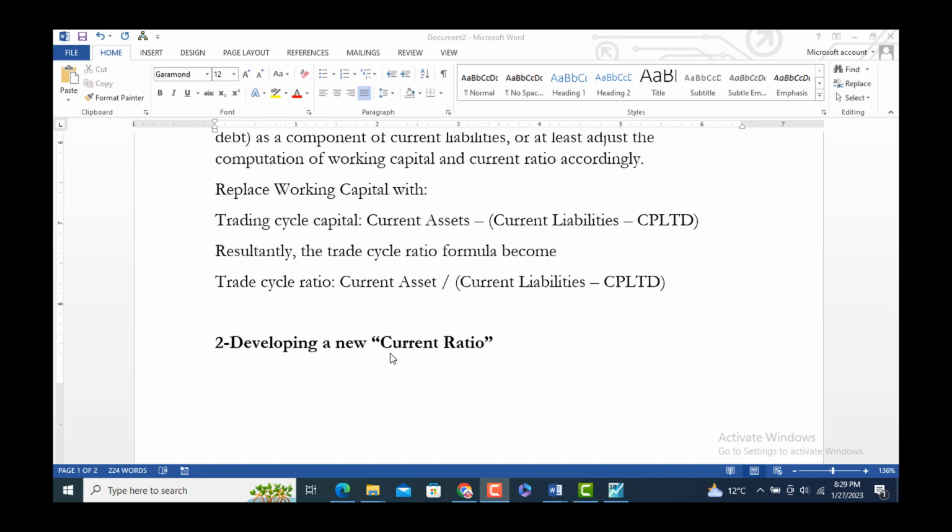We have two components regarding the liquidity issues, in the form of working capital or current ratio, which is current asset over current liabilities. Here we hit the current liabilities, the denominator portion. Now I am going to hit the numerator portion.